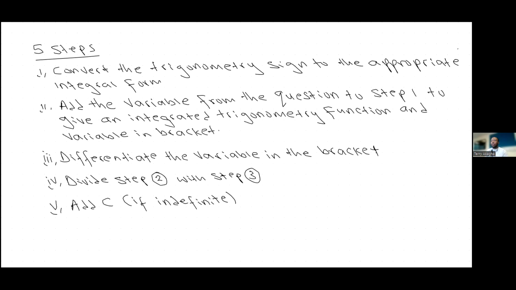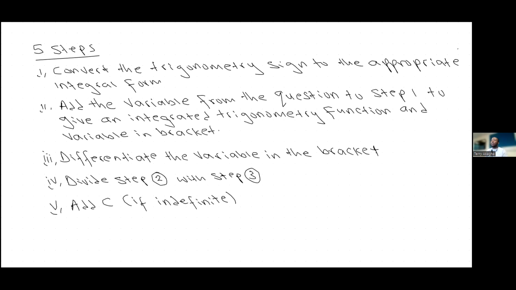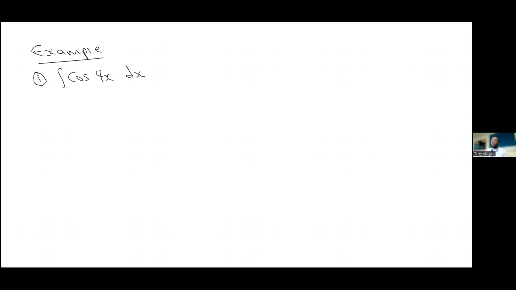So let's say, for example, number 1, we were told to integrate cos 4x with respect to dx. Okay, now let's go. Step 1. We have to convert the trigonometry sign to the appropriate integral form, right? So what do we have here? We have cosine.